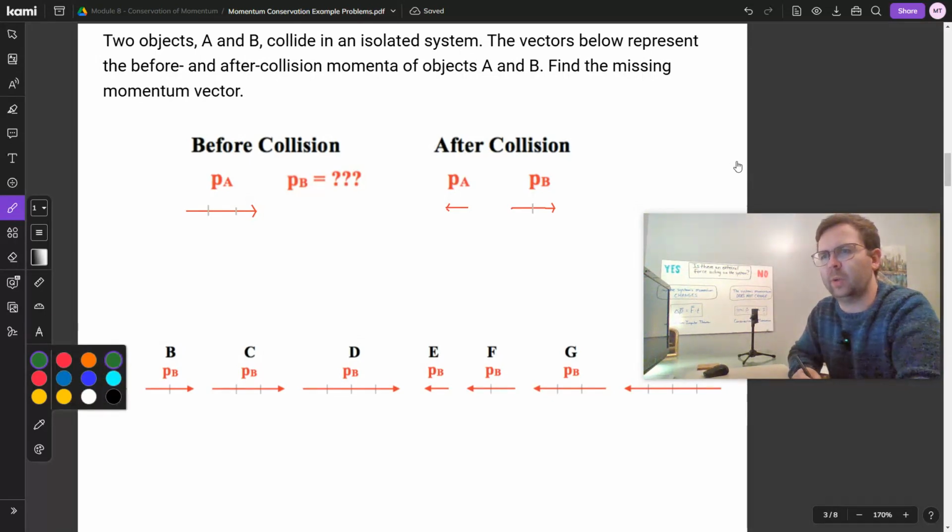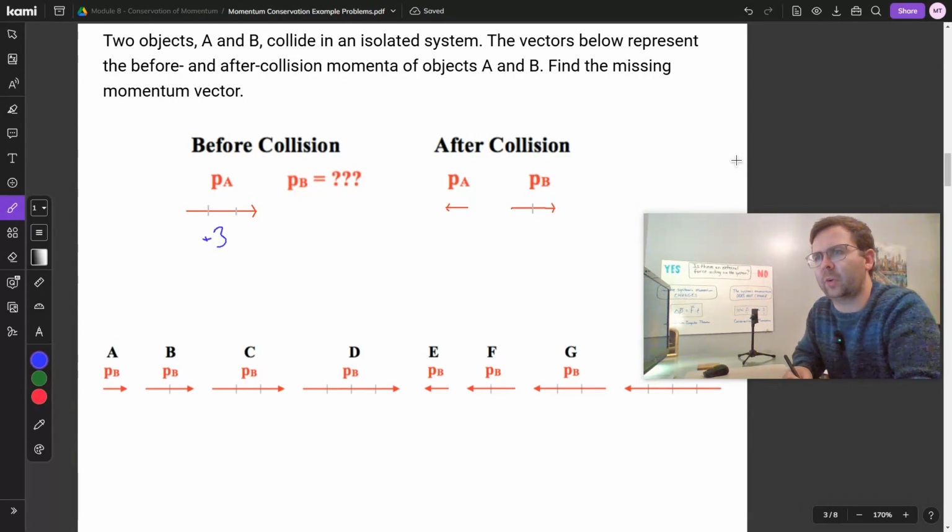So to find this one, let's just write down how much momentum we have here. We have a positive 3 for the starting momentum of object A. But then after the collision, object A is now moving in the negative direction to the left. So this is a negative 1. We only have 1 unit here. And then this momentum for object B after the collision is a positive 2. So we're missing this quantity right here.